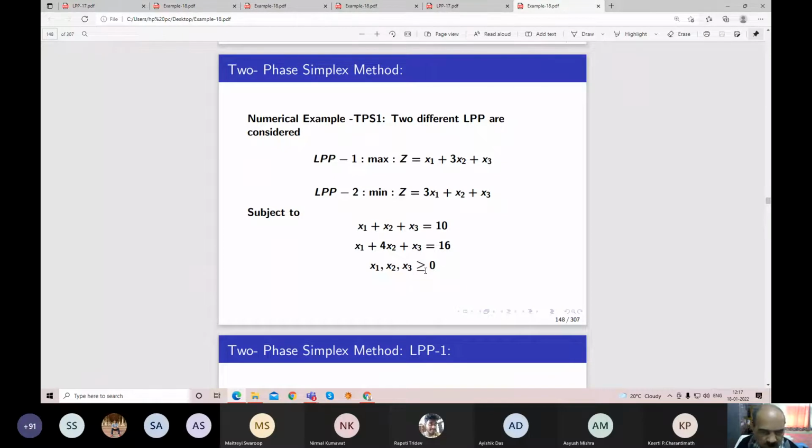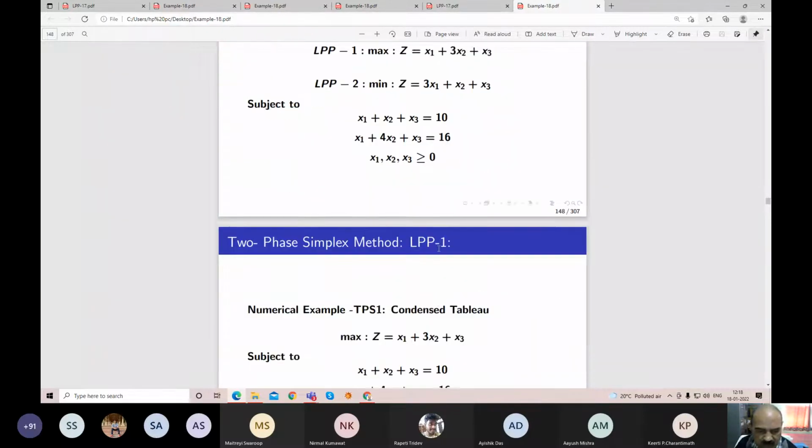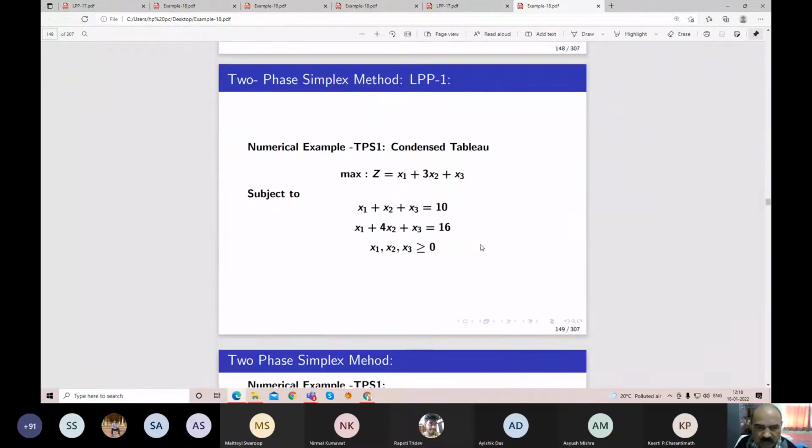So first we are considering LPP1, not LPP2. Once LPP1 is complete, then we'll go to LPP2. Is it all right? So please think there are two different problems, not one problem. First problem, second problem. Since the problems have two common constraints, I am considering this setup. So let us consider the first problem. The first problem is like this.